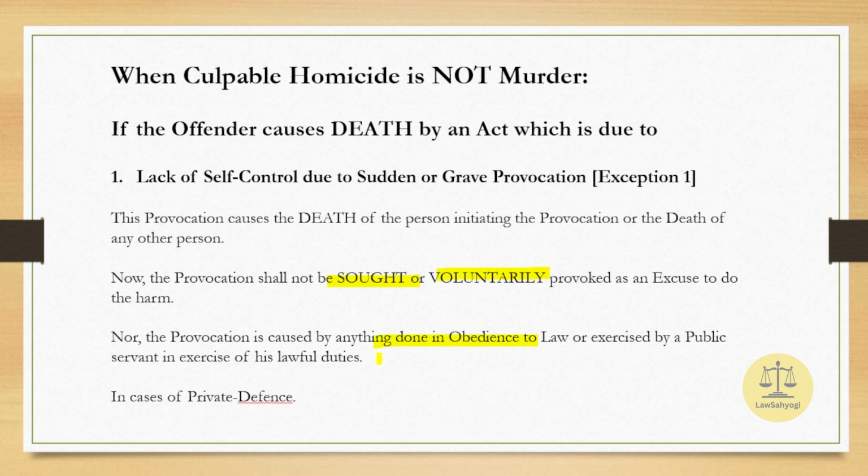And the third is that in cases of private defense, for example, in order to exercise a person's right of private defense, he is suddenly or gravely provoked, and due to that provocation he causes the death of the person provoking or any other person. In those cases the culpable homicide will not amount to murder.